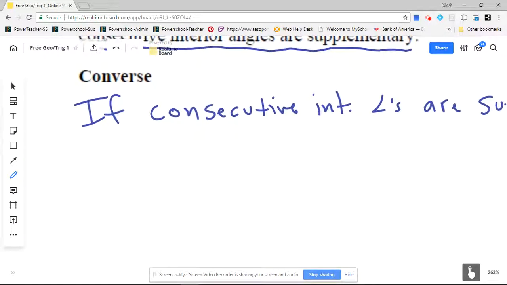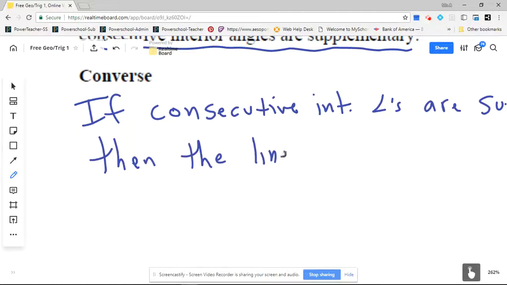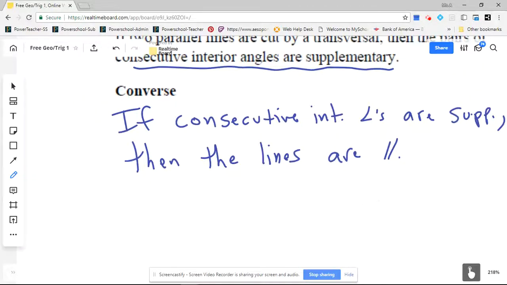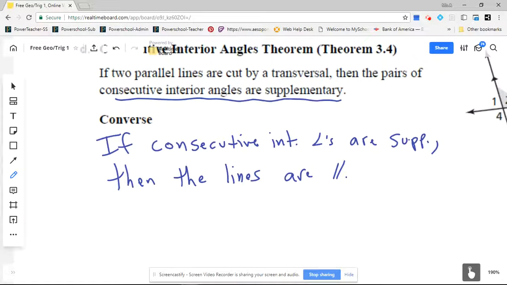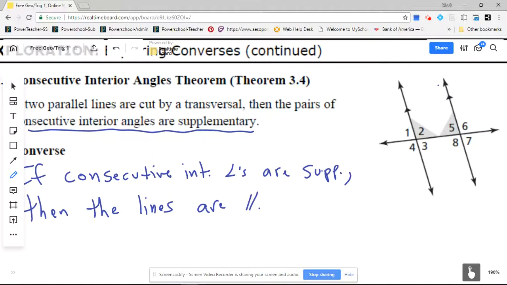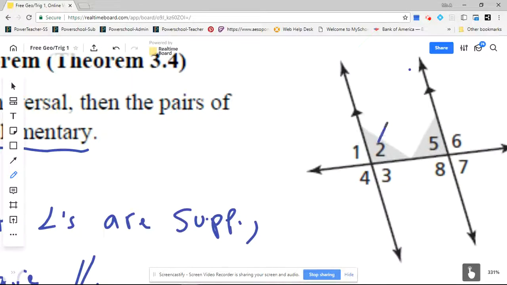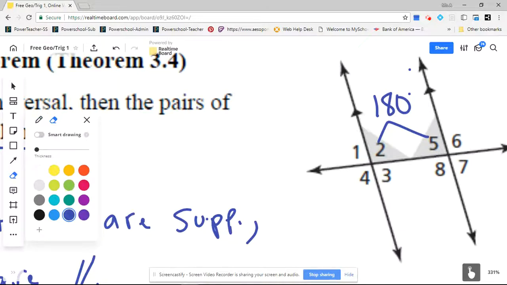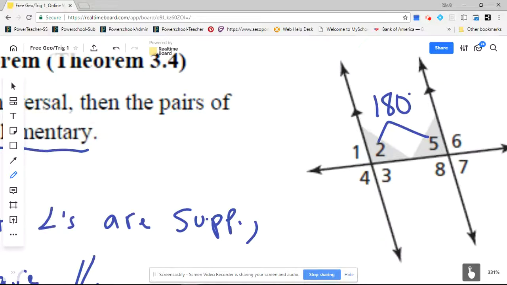I'll just put sup. Then the lines are parallel. So if the consecutive interior angles are supplementary, the lines must have been parallel. On the picture, what that means is if these two angles add up to 180, that means the two lines for sure had to have been parallel. That means they definitely would have the arrowheads on it because they had to have been parallel. For them to add up to 180, those lines must have been parallel lines.